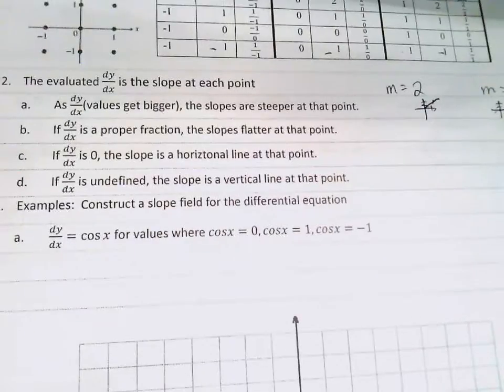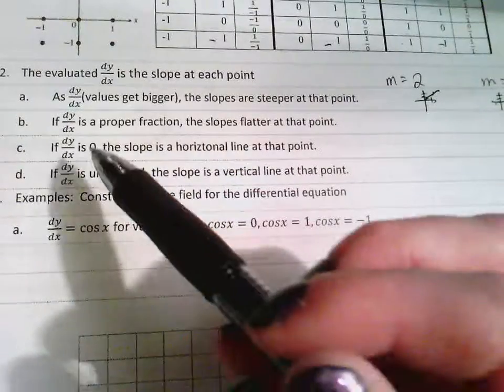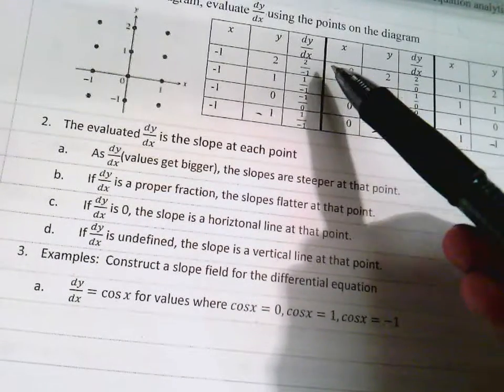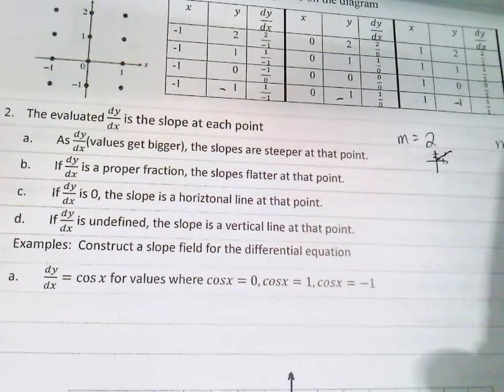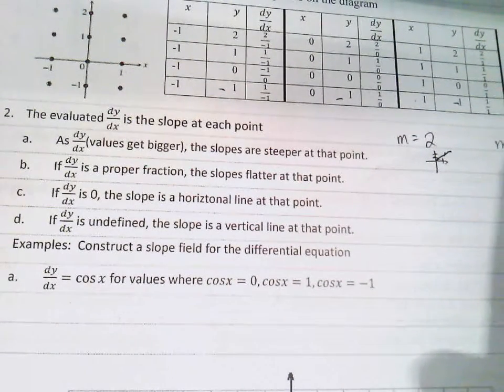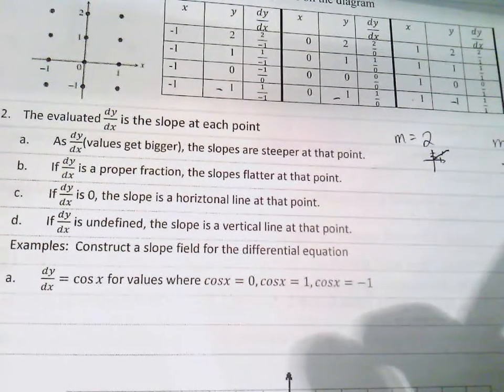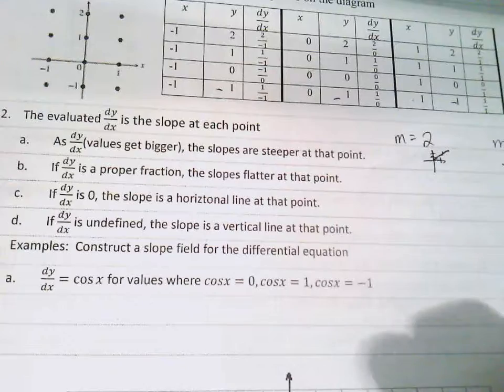If your slope is 0, so if your dy over dx is 0, it's going to be a horizontal line at that point. We know this because when we found the first derivative, that's where we found the maximums and minimums, the extrema. If dy over dx is undefined, the slope is a vertical line at that point.